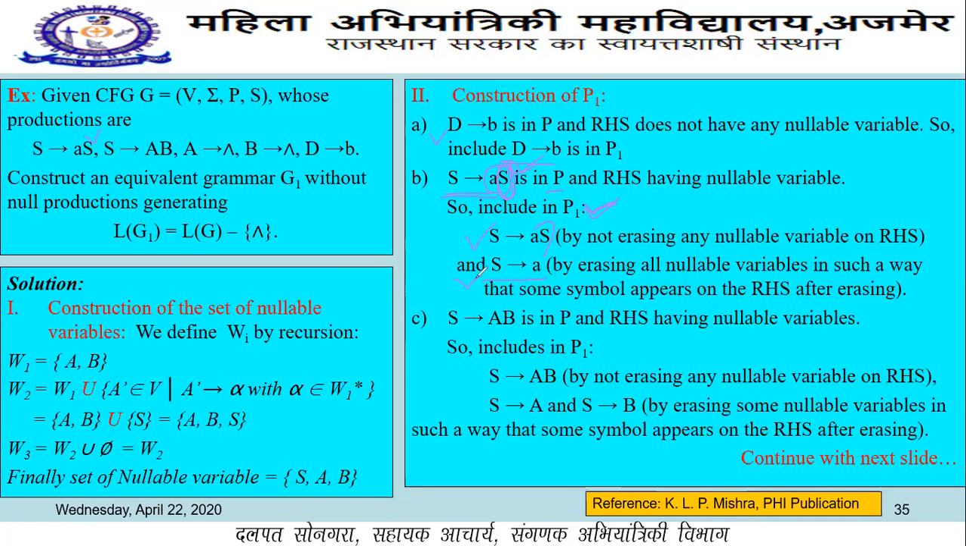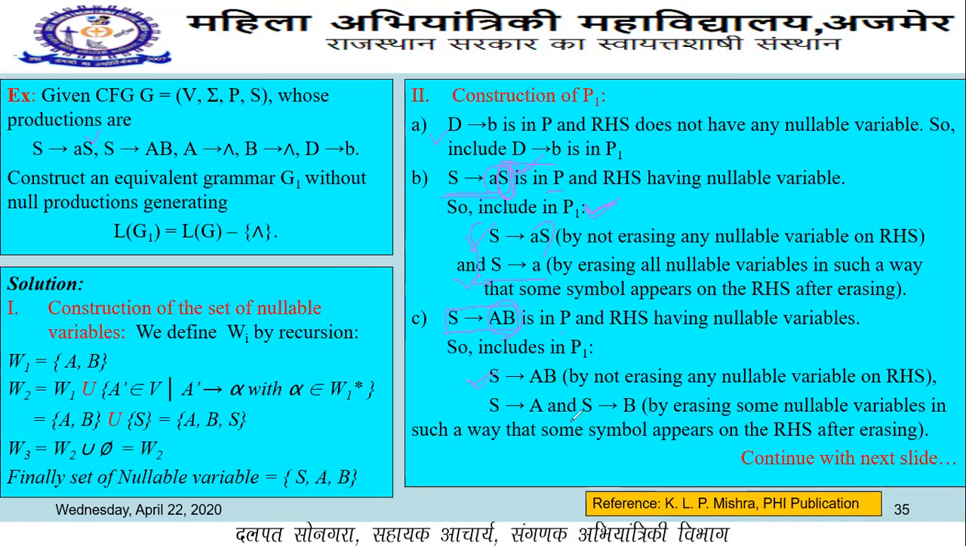So we include these two productions. Next, for the production S tends to AB, which is in P, the right hand side has both nullable variables. So in the first step, we are not erasing any of the nullable variables on the right hand side, so we include this production as it is.